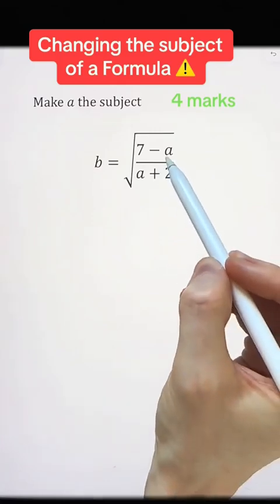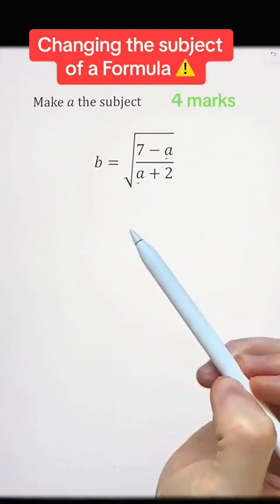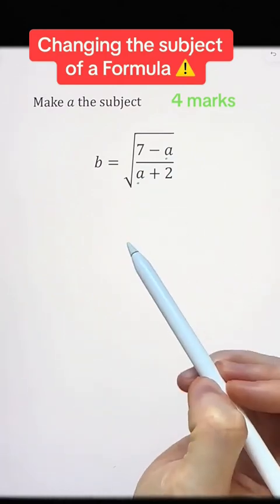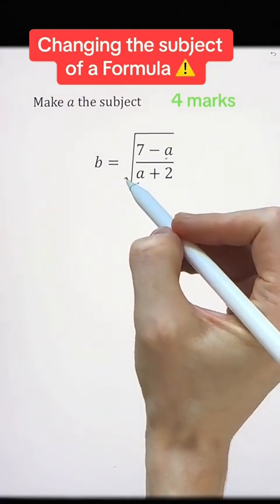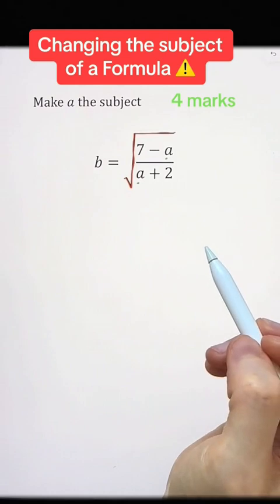Here we are asked to make a the subject. While locating the term a, I can see I've got a here on the top and the bottom. Before I can get a by itself, my first step is I need to eliminate the square root by doing the opposite. Well, the opposite of square root is the square.